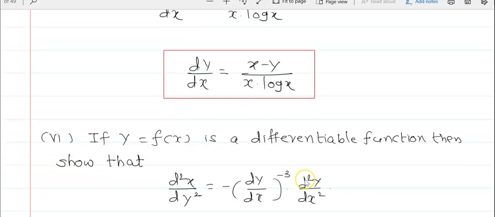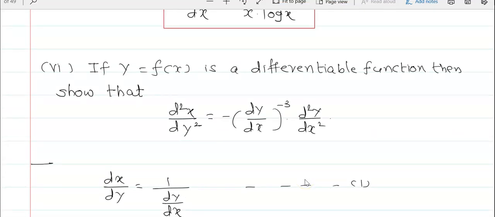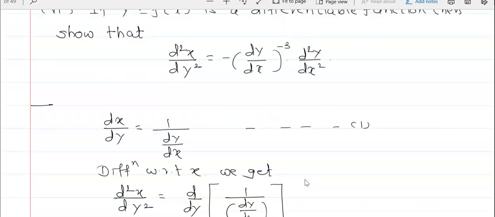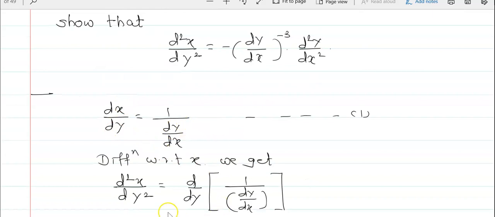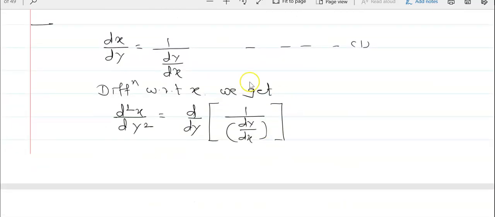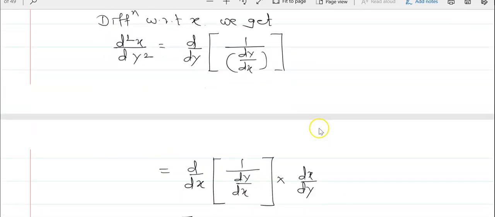Now see this again. This we want to prove. dx upon dy. Differentiate again. This step is important. By the chain rule, d/dy of dx upon dy is d/dx of dx upon dy into dx upon dy.